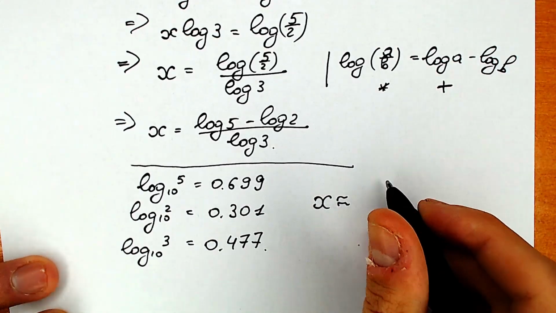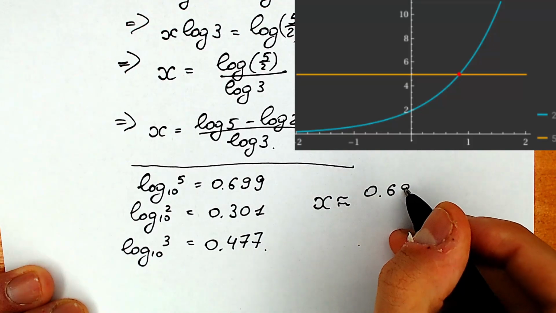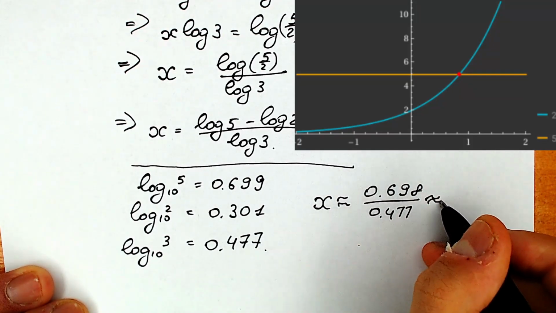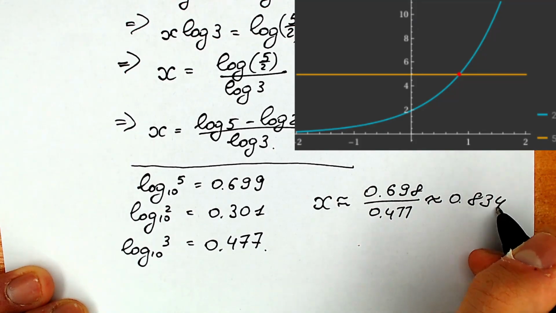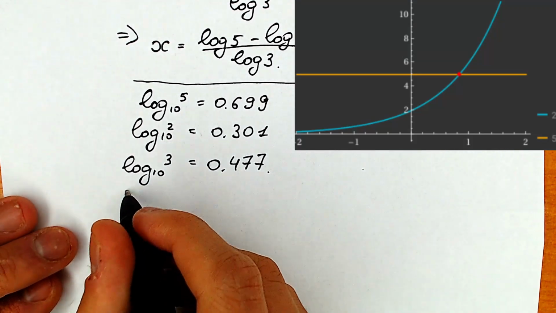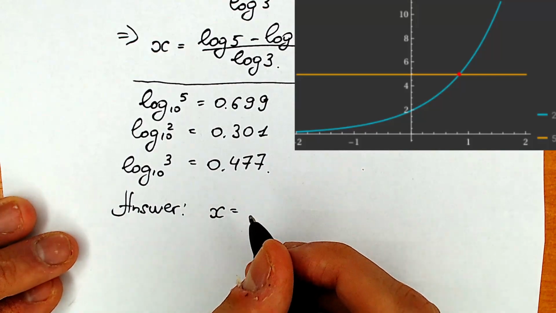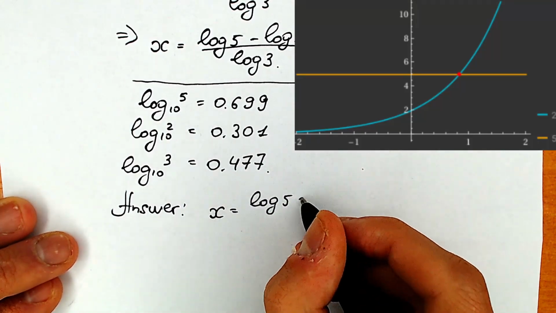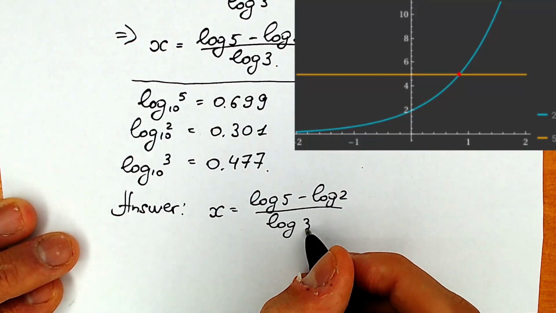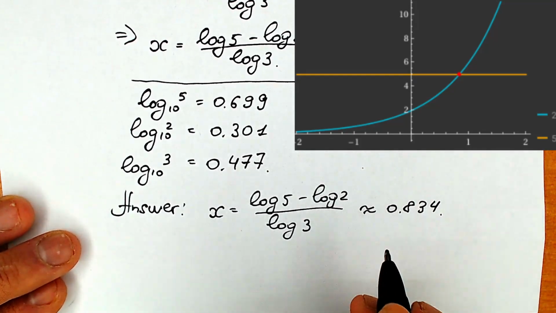And if we plug each of these values into this spot, for the approximate value of x, in our numerator we have 0.698, and in the denominator we have 0.477, approximately equal to 0.834. Okay, so let's write our final answer to this question. I hope you understand it. So our answer is x equal to log 5 minus log 2 all over log 3, which is approximately 0.834. And to be honest, this is a correct answer.